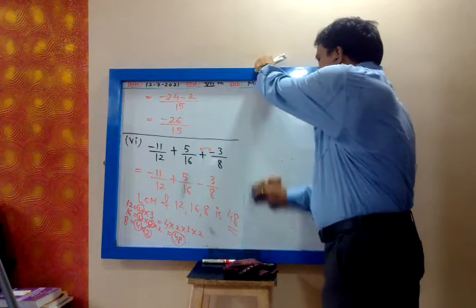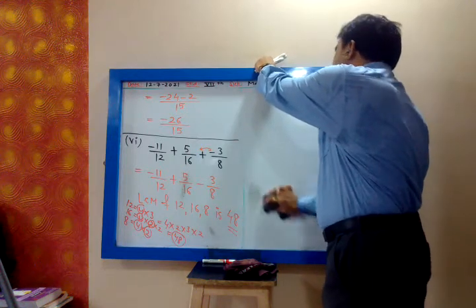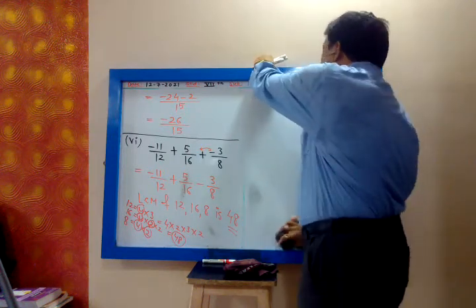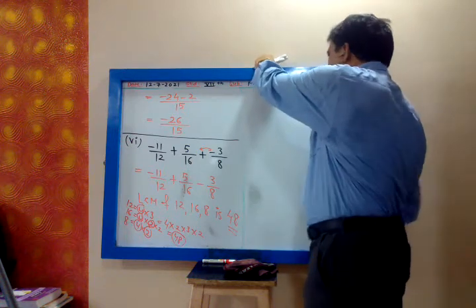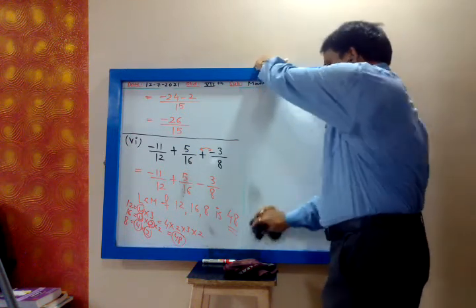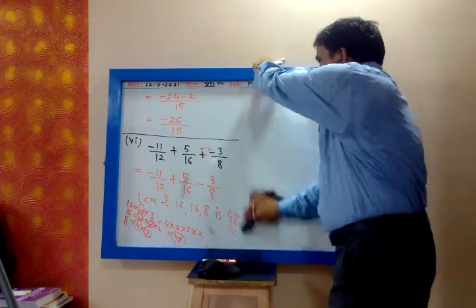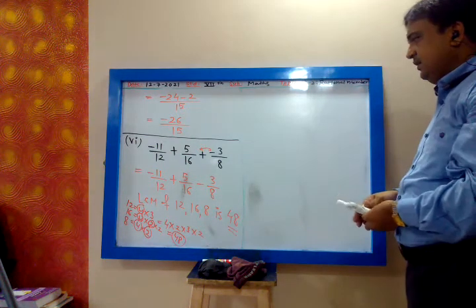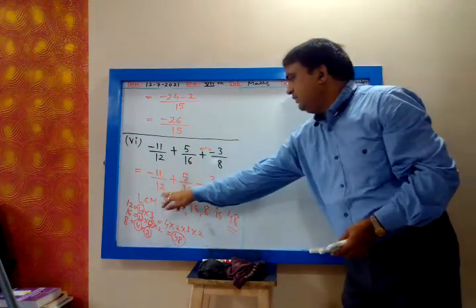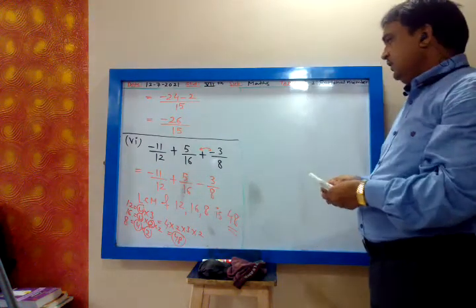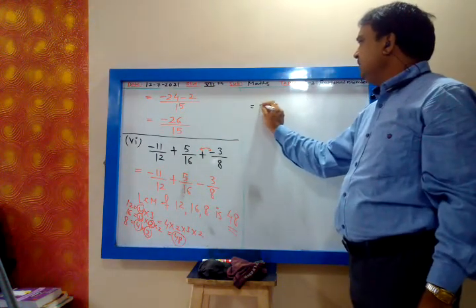Any method you can use to find the LCM. So LCM is 48. So let us make the denominator of each one of them 48. So it is 12, so you will multiply by 4.